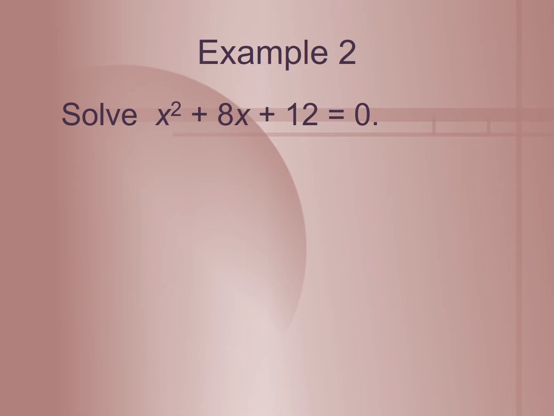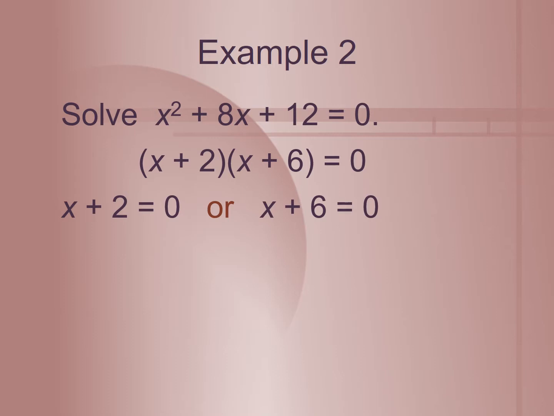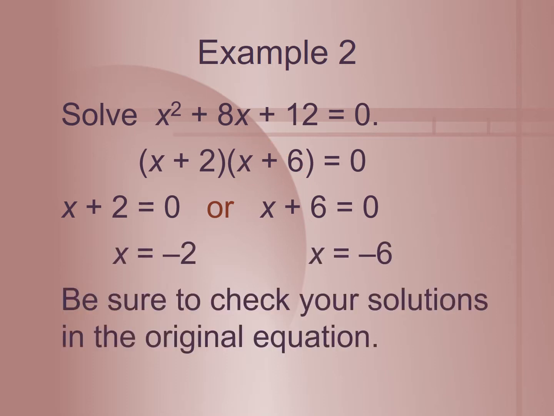The first thing we have to do is factor x squared plus 8x plus 12. We have to make sure that it's set equal to 0, which it is, and we can either use the box method or reverse the FOIL method to get our factors. We end up with x plus 2 times x plus 6, and again it's still equal to 0. Now we apply the zero product property, which says that either x plus 2 equals 0 or x plus 6 equals 0. We'll solve for x, and that will give us our solutions. We need to make sure that we check our solutions in the original equation.